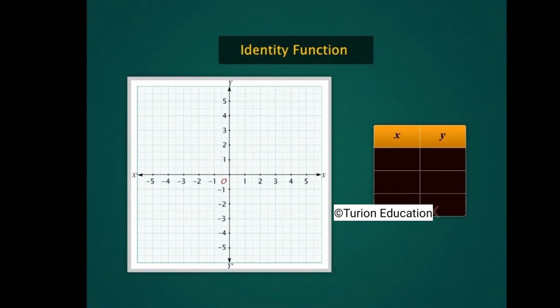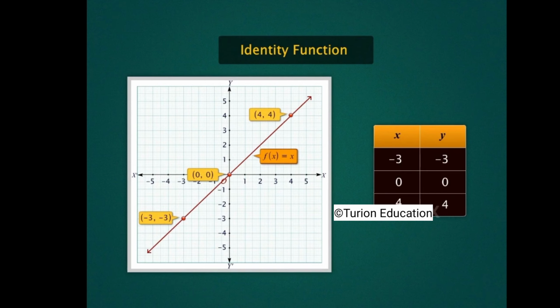We can take a few values of x in the domain and find corresponding values of y. Using the ordered pairs obtained, we can plot the graph of this function. The graph is a straight line passing through the origin.